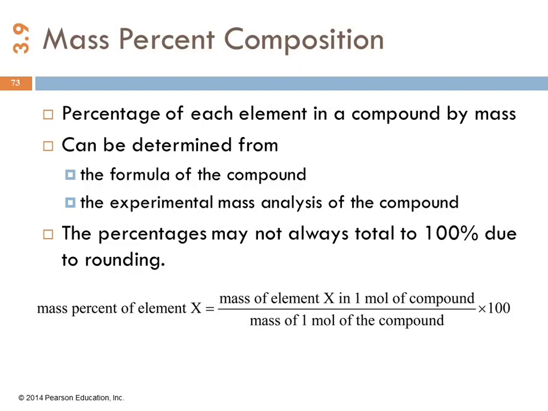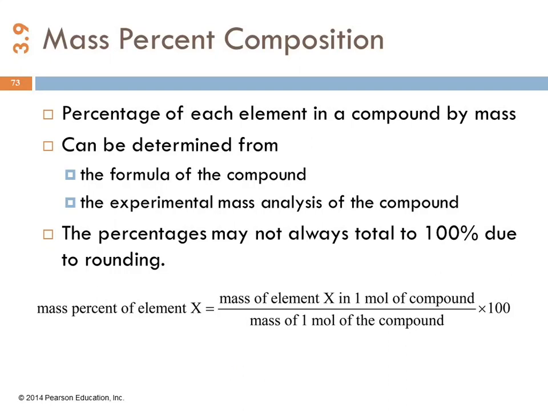So if we're just given a formula and asked to calculate the mass percent of oxygen, we can just choose what amount we're going to use. And if we can choose, we might as well choose something easy. And it's easy to choose 1 mole. So the reason this talks about the mass of element X in 1 mole is because that's really easy to find out. And the mass of 1 mole of the compound, that's just the molar mass of the compound.